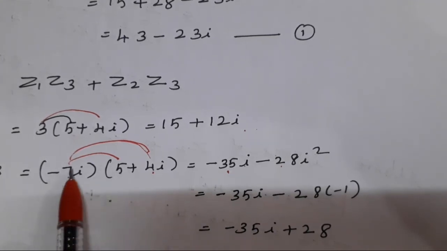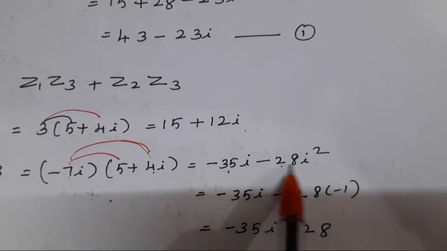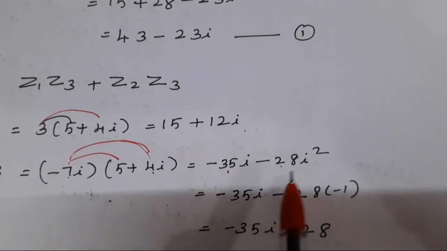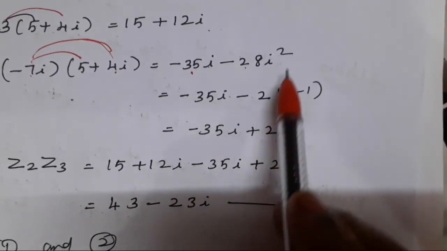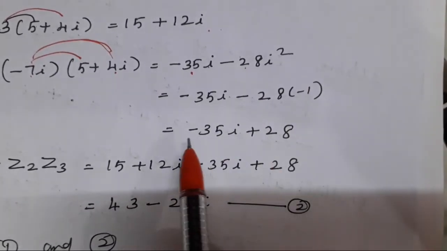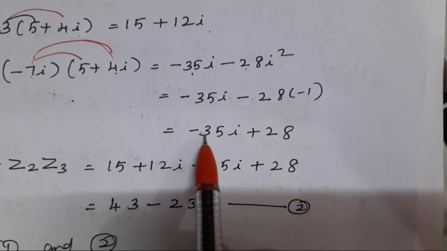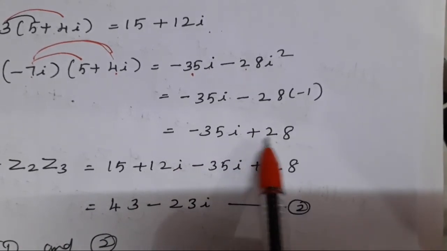First multiply number with number. Real with real, 7 4s are 28. Minus 7 into plus 4 is minus 28. I into I is nothing but i square. Next, minus 35i minus 28 into i square, which is minus 1. Now minus into minus becomes plus 28.